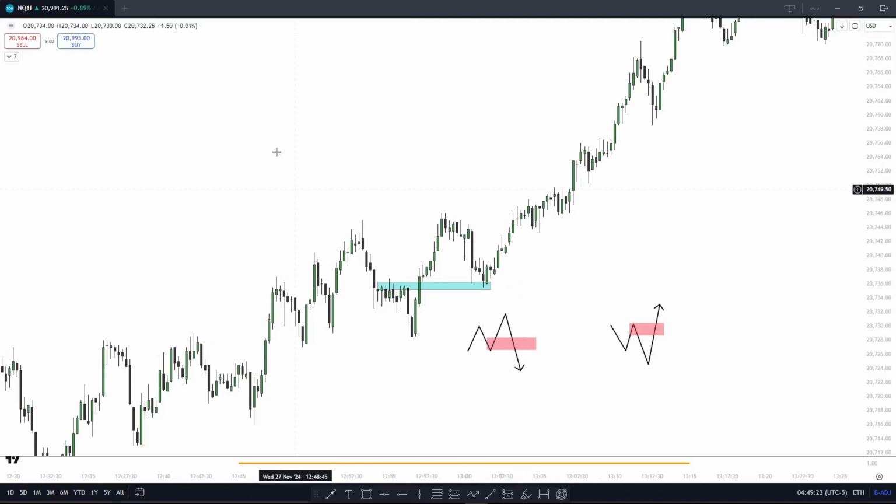This is so high probability if it forms inside of our macro and if it lines up with high time frame institutional order flow. This is what I use and this is what I trade off. You don't need anything else, guys. If you just use this and you have good psychology, you've already made it.